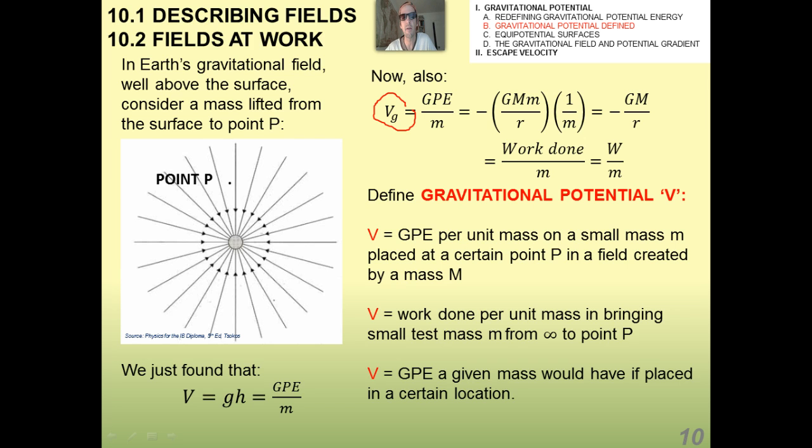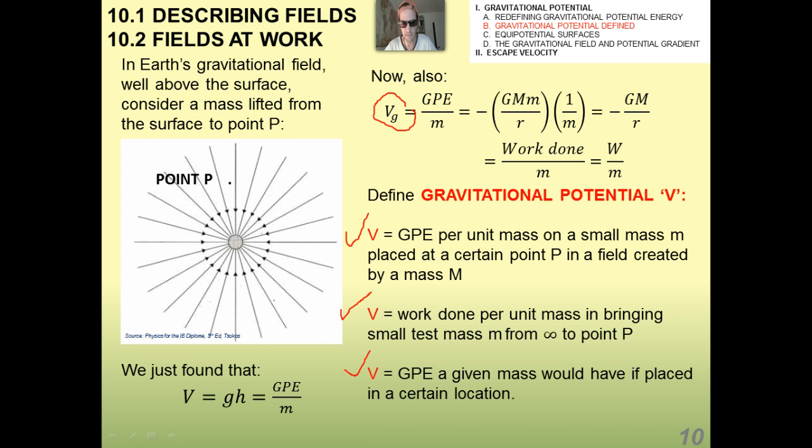So I'm going to make a three-tiered definition of this idea of gravitational potential. It is the gravitational potential energy per unit mass on a small mass m placed at a certain point P in a field created by a mass M. It is the work done per unit mass in bringing a small test mass from infinity to point P, and at infinity, remember, the gravitational potential energy was 0. It is the gravitational potential energy a given mass would have if placed in a certain location. That is why the units are joules per kilogram.